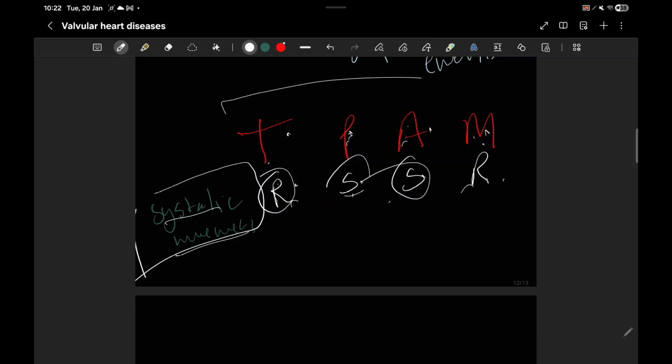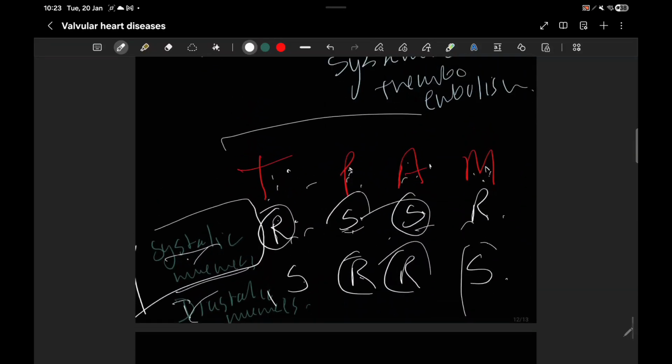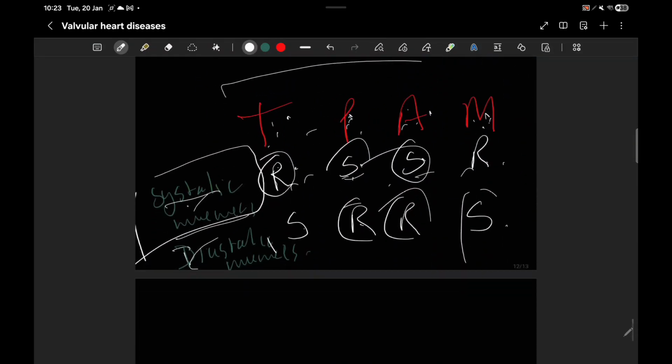And in the case of diastolic murmurs, remember it as shifting the S's: SRRS, that is tricuspid stenosis, pulmonary regurgitation, aortic regurgitation, and mitral stenosis. Just to remember it easily: TPAM, RSSR for systolic murmurs, and for diastolic, shift the S's and put the R's in between. So easy to remember. This is it. Thank you.